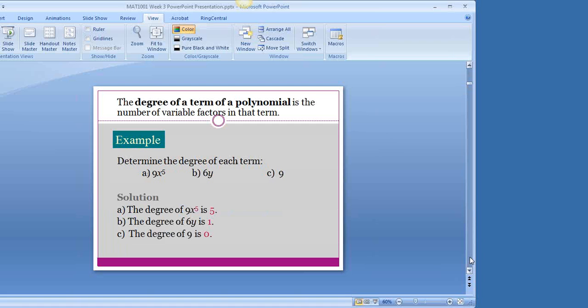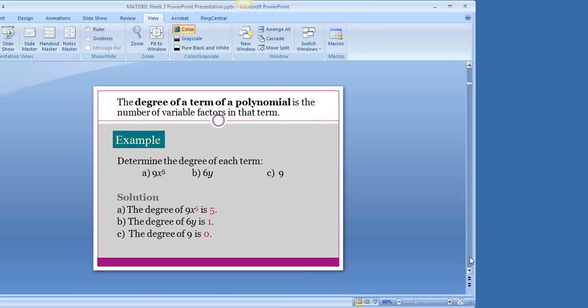The degree is an important concept you're really going to use a lot when you get into Math 1005. But the degree is just the number of variable factors in that term. So for A, you see we have 9x to the 5th. That means there's 5 x's. So the degree is 5.